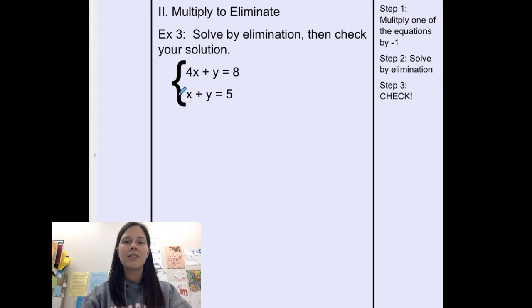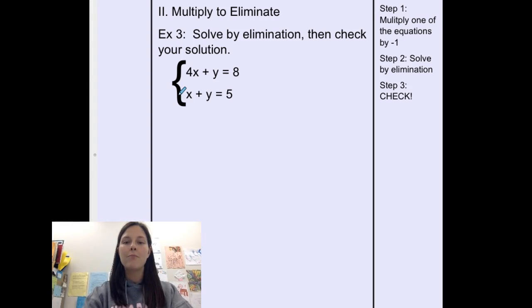Now we're going to learn how to solve by elimination when you don't automatically get one of the variables to cancel. If we take a look, 4x plus x is 5x, the x's don't cancel out. Y plus y is 2y, the y's don't cancel out either. So adding these equations together as they are is not going to be helpful. We're going to end up with a third equation with two variables, and we still won't be able to solve. But there is a solution.